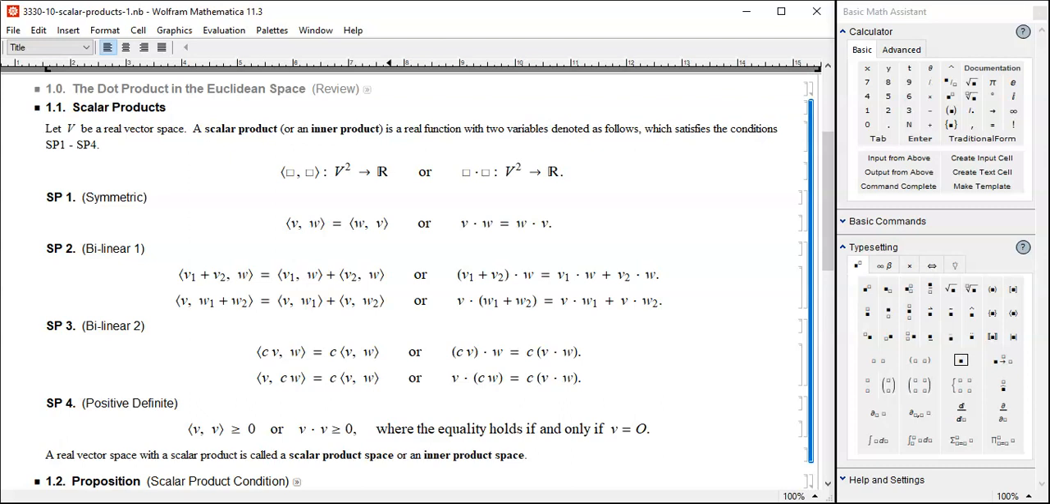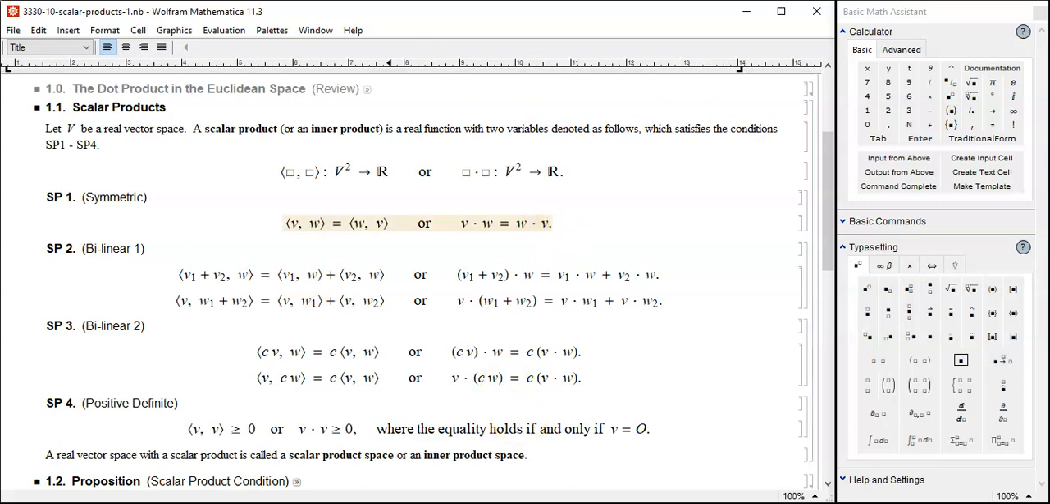Okay, ready? The first condition, symmetric. Scalar product V, W is equal to W, V. We can switch the order. Or if you look at it in the second notation, V dot W is equal to W dot V. So symmetric, we can switch the order, or commutative.